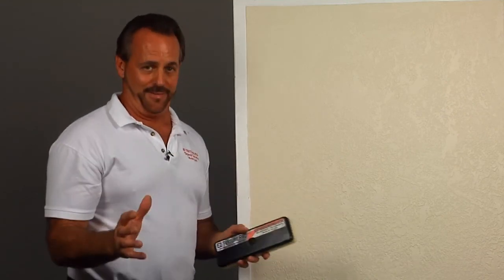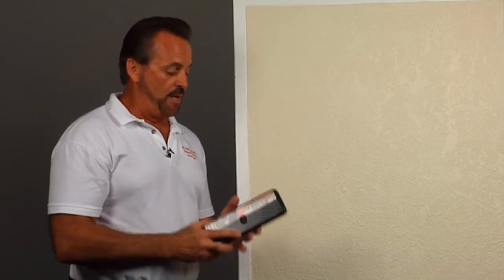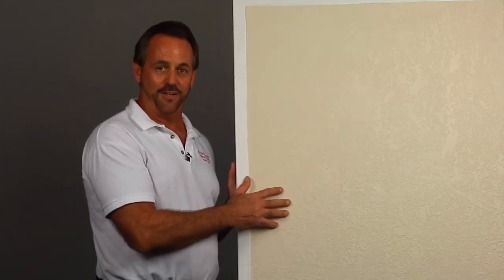Everybody does everything to these houses. So most of the time, we'd have to skim coat the walls, power sand them, and then put a finish on there. Nobody had a texture tool that could go over an old finish that would work. We came up with one. It's the Easy Texture Pro drywall texture tool. And just look at the beautiful finish it leaves on the wall.